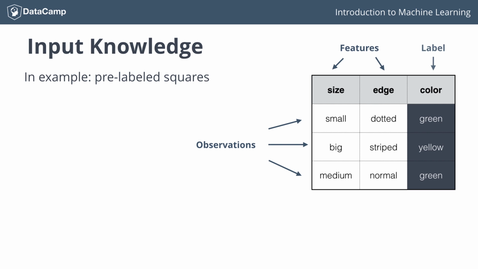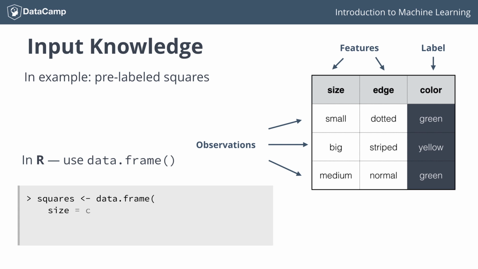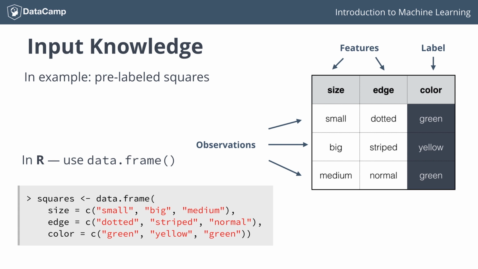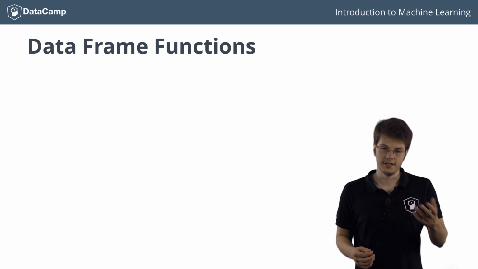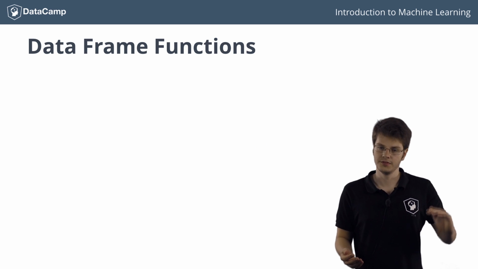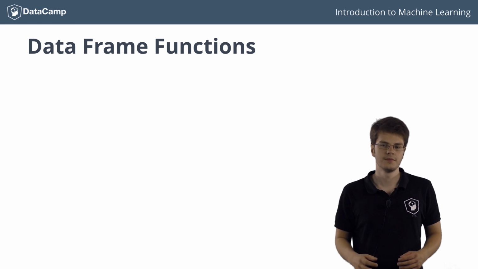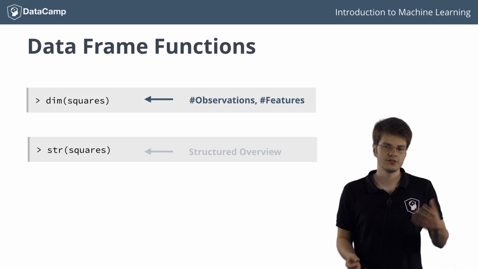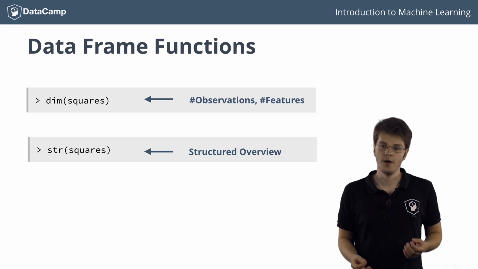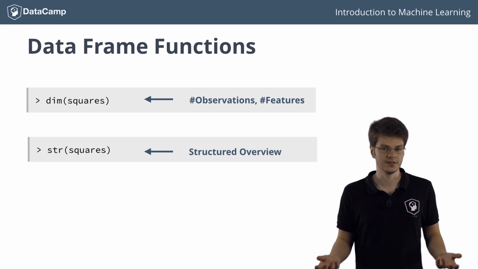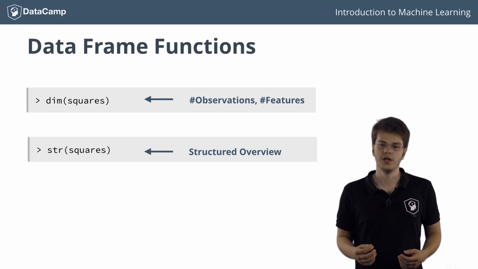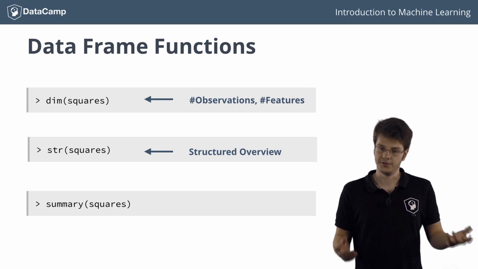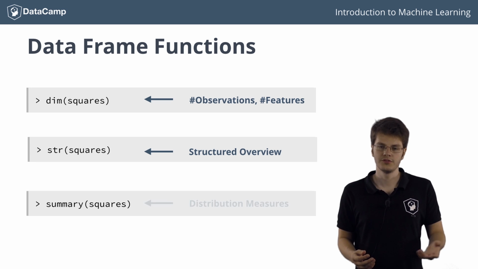As you're well aware, in R, a dataset is typically represented by a data frame. Have a look at this code that builds the square data frame for our example. In a data frame, the observations correspond to the rows, and the columns correspond to the variables. To find out the dimensions of your dataset, you can use the dim function. The structure function, on the other hand, gives a more structured overview of our data, also showing how many observations and variables the dataset comprises. Another function you can use to observe your data is the summary function. This function will also give you information on the distribution of each feature.